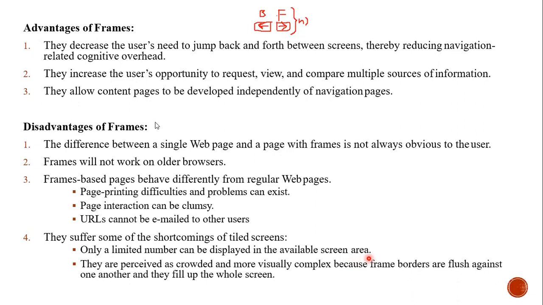So all frames cannot be presented on the screen because there are certain limitations because of the screen area. And next we have, they are perceived as crowded and are more visually complex because frame borders are flush against one another and they fill up the whole screen.